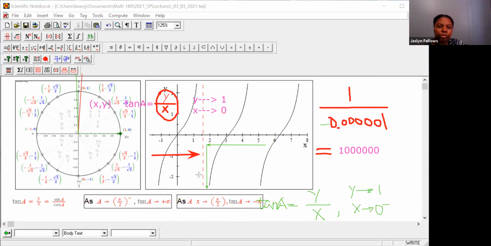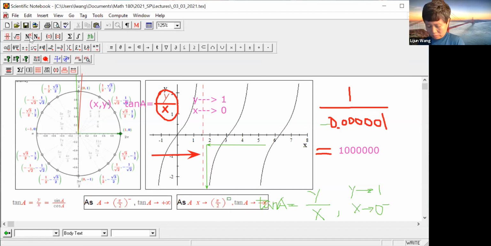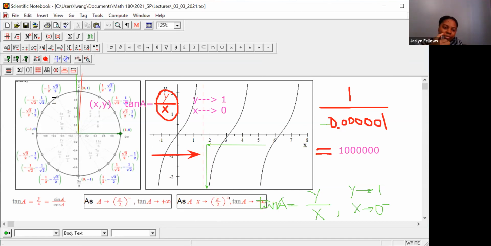Professor, can you hear me? Go ahead. Yes. I just wanted to clarify, when tangent is approaching negative infinity, it's because it's in the second quadrant where tangent would be negative? Yes. Tangent is negative in the second quadrant, right? You did the quiz, right? Yes, just clarifying.